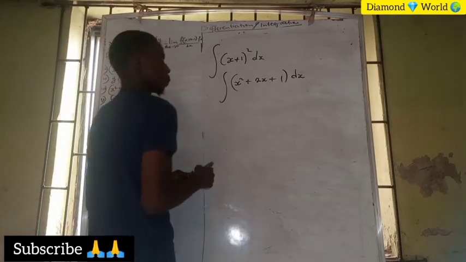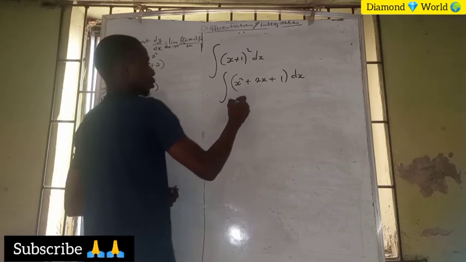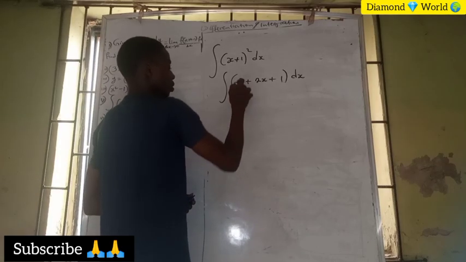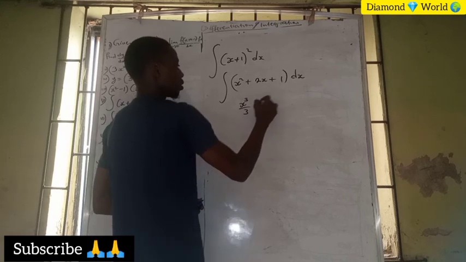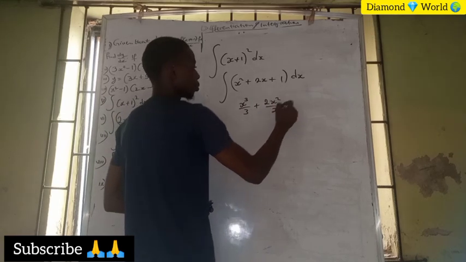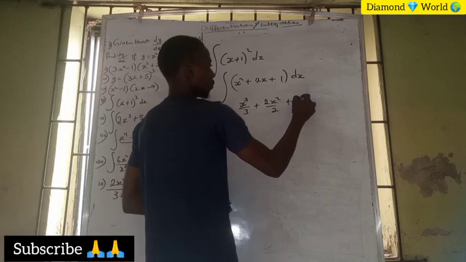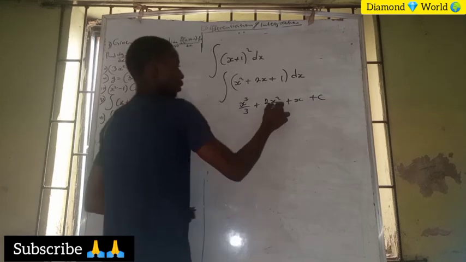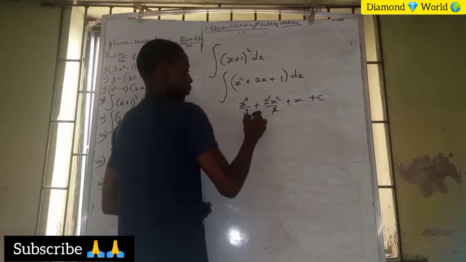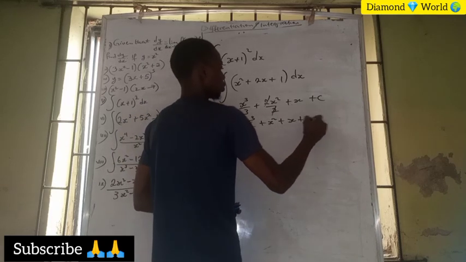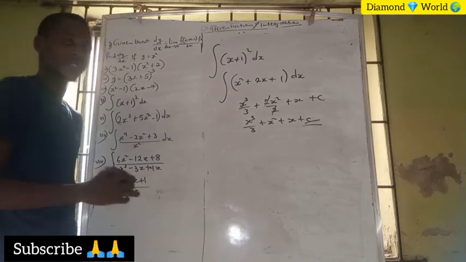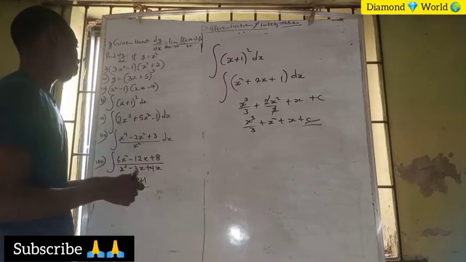So just integrate immediately. Integrate this, you have x cubed over 3. Integrate this, you have 2x squared over 2. Integrate this, you have x plus c. We can break this down, so you have x cubed over 3 plus x squared plus x plus c, and that is your answer. Very fast.